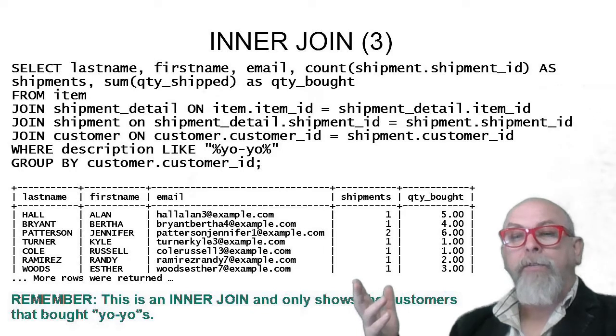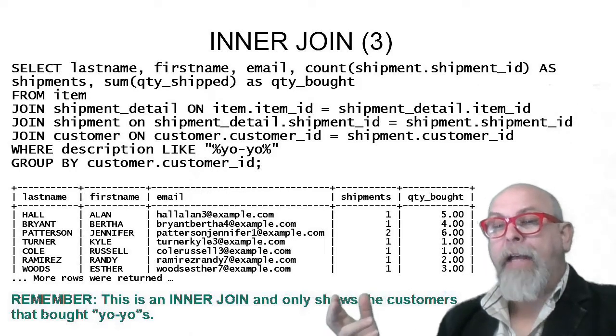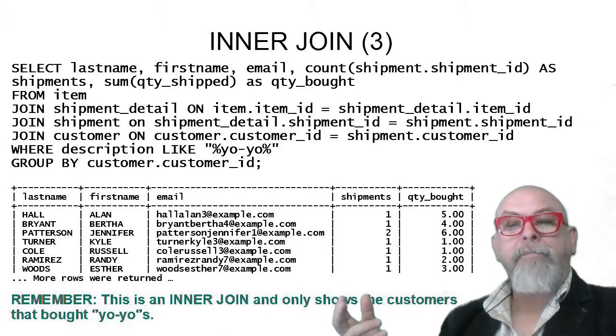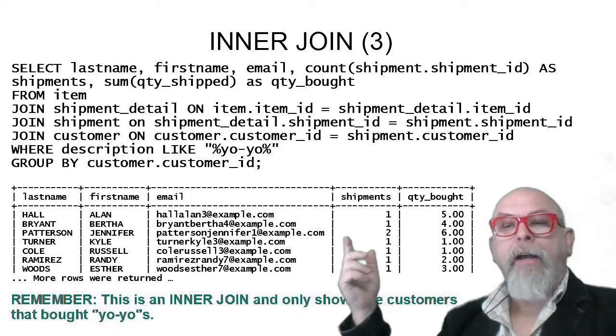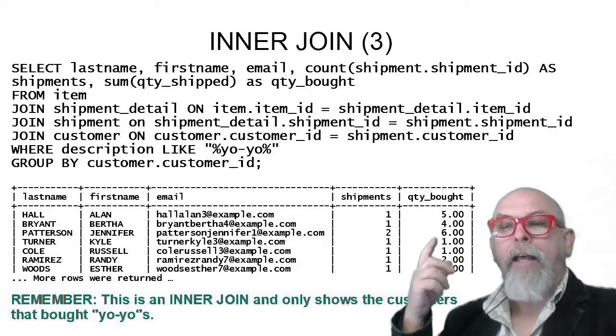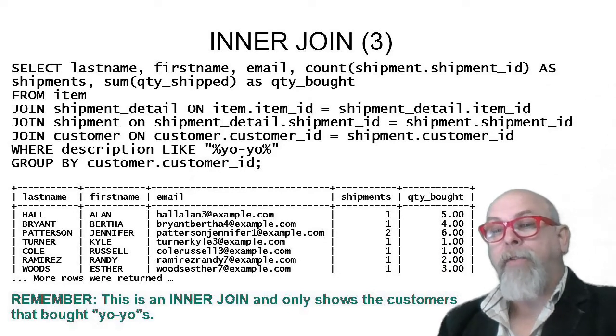And here's the result, which would be a great table to generate a great report to give your client if they were getting ready to have a sale on yo-yos or bring out a new type of yo-yo. They can see all the customers that have bought yo-yos in the past and be able to target the marketing directly to those customers. And you can see that there's one here on the report, Jennifer Patterson, who has had 2 orders and has bought a total of 6 yo-yos from us in the past. So is she likely to buy more yo-yos from us in the future?